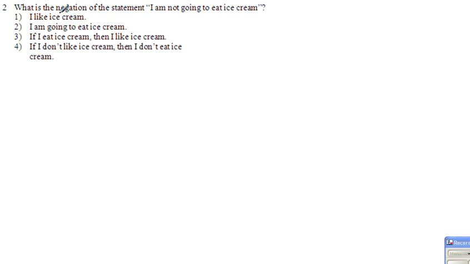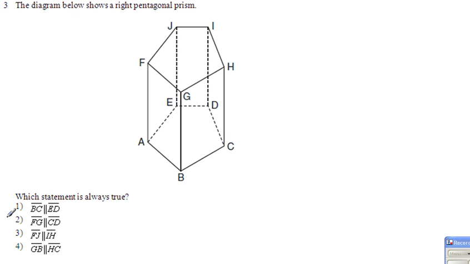Number two, negation basically means we have to embrace the word not, but this one already had not. That means double negation, therefore we will end up having I am going to eat ice cream. That would have been our answer, which is choice number two.